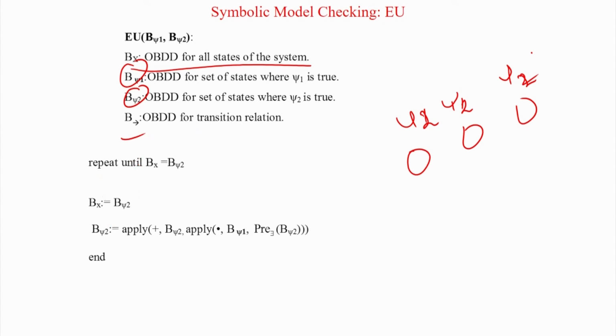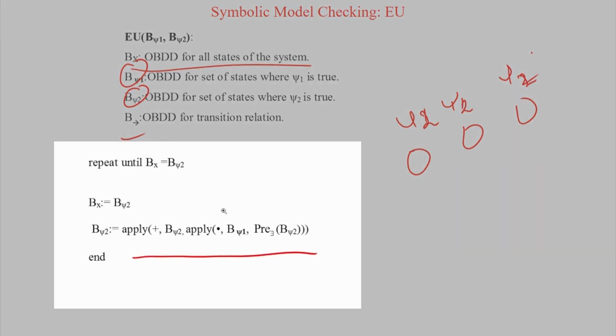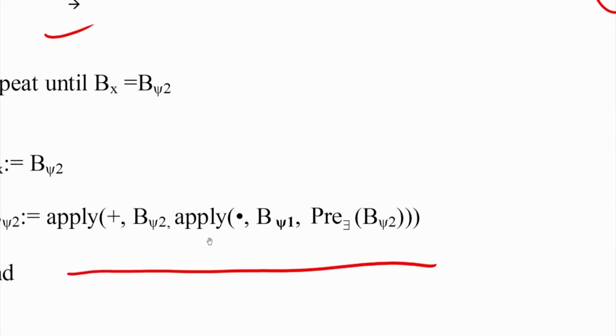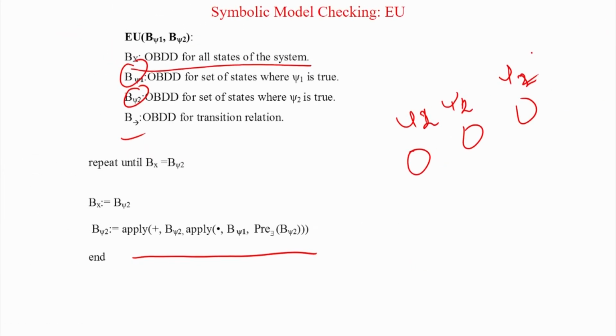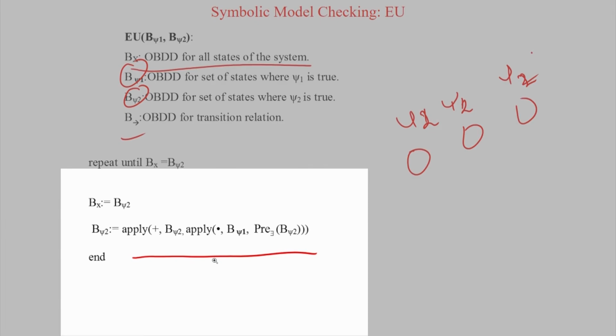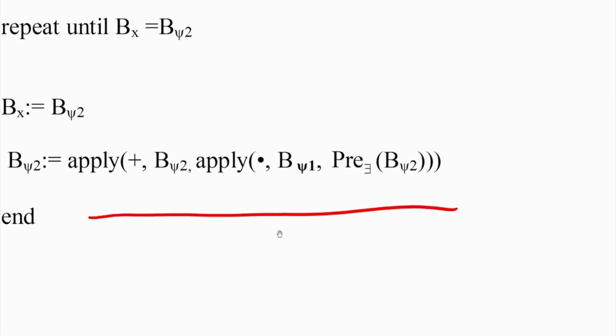Now how do we do the labelization? That is very important, and it is done by this formula. We will first see an intuition and then we will do it symbolically. So it is Ex. If you look at it, it is EU, that means there exists a path where psi 1 until psi 2 should hold. So by intuition it should be an AND operation. AND operation means psi 1 should keep on holding, psi 1, psi 1, psi 1, until your psi 2 should start holding.